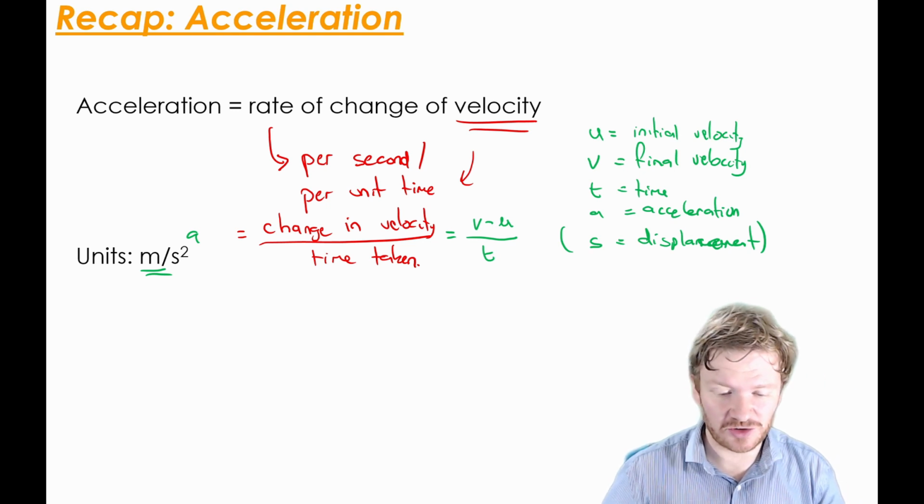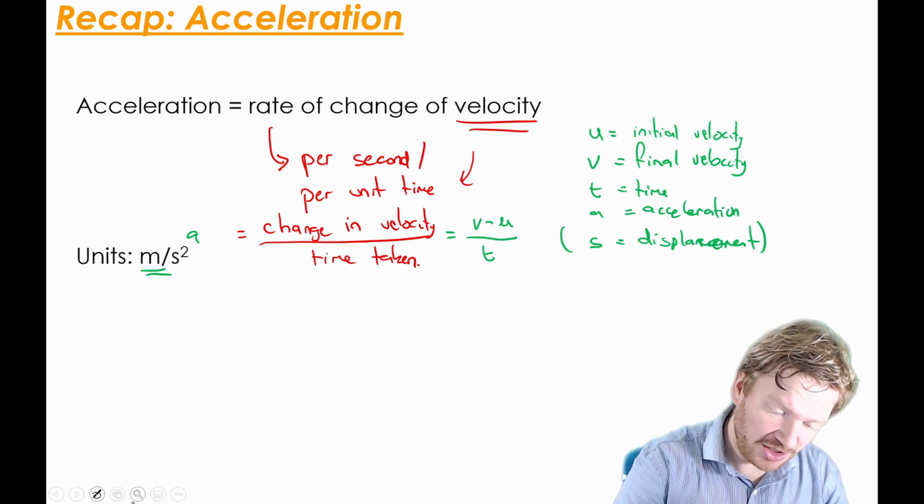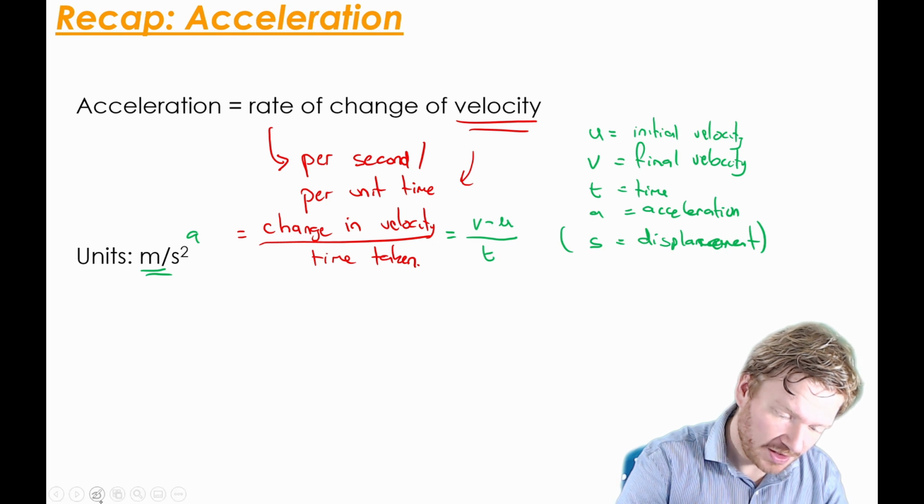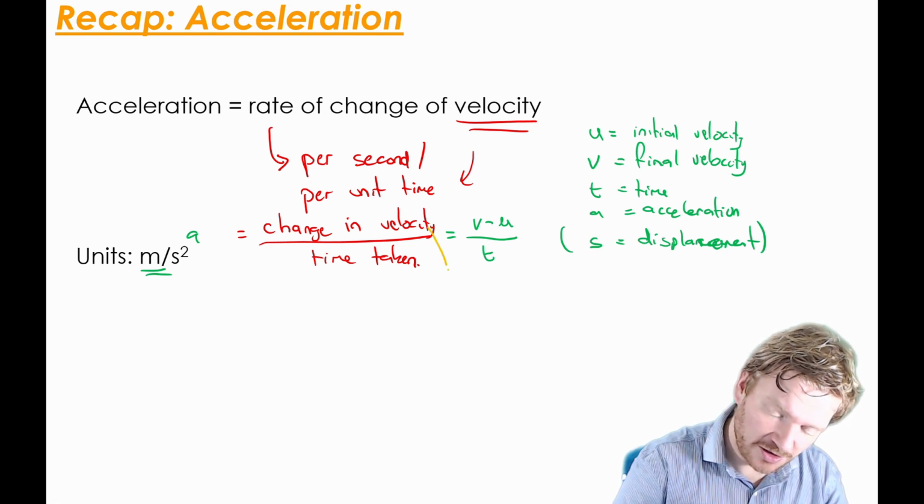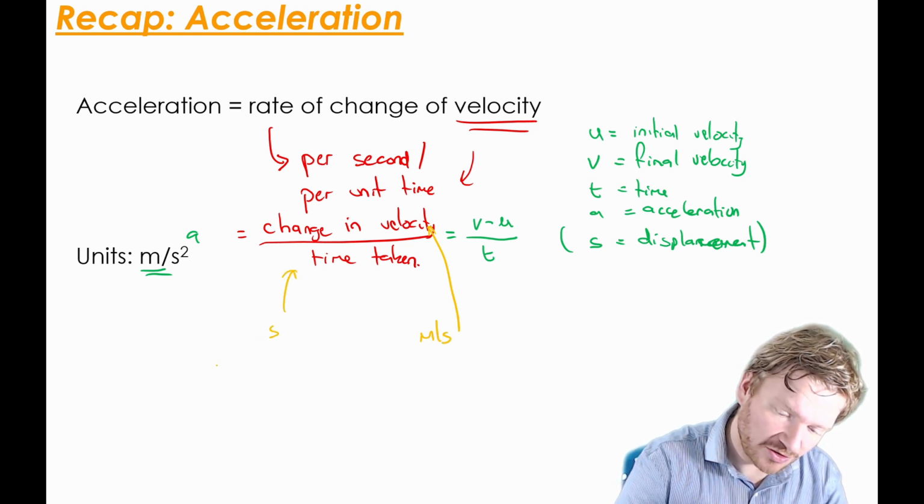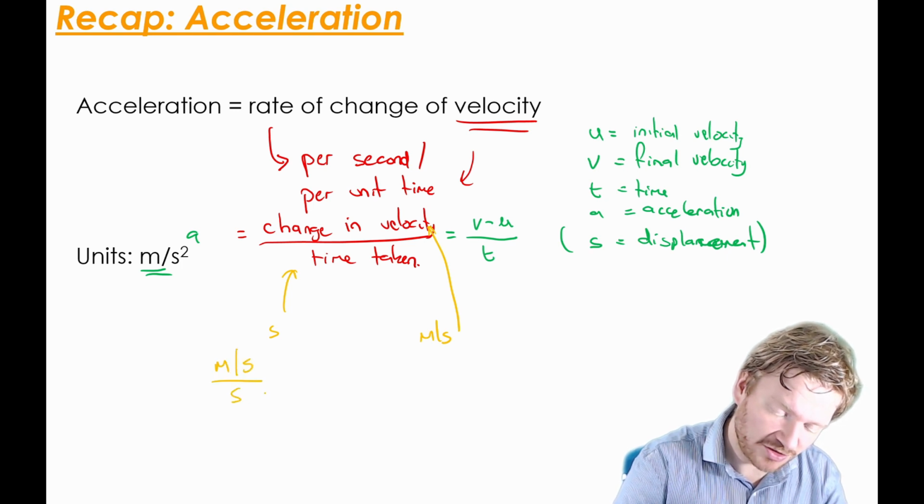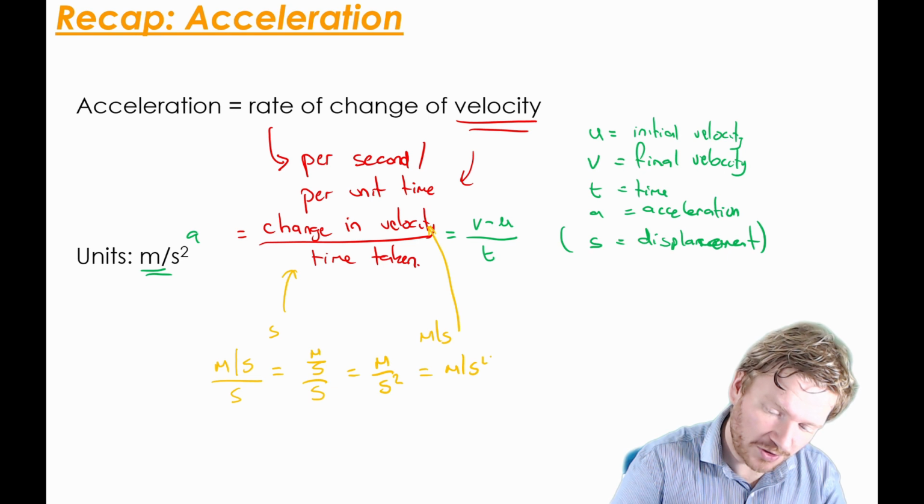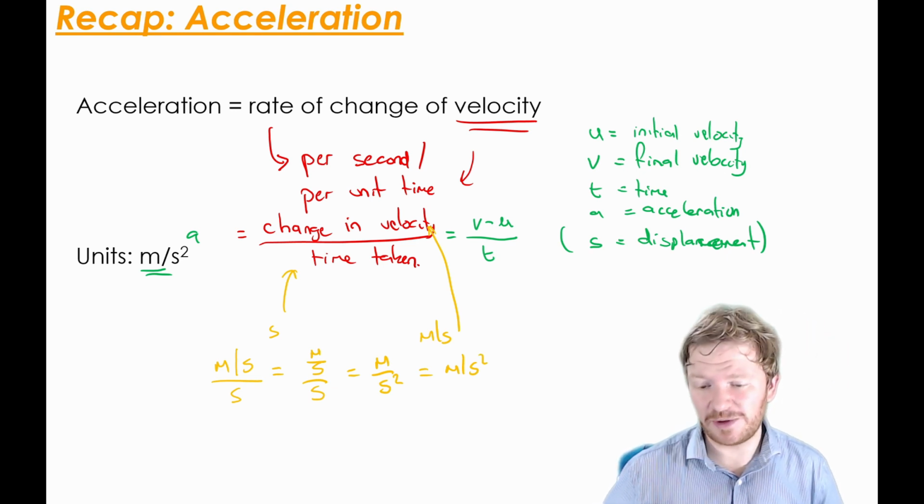So why is it meters per second squared? Well, my change in velocity, that is measured in meters per second, and I'm dividing it by something in seconds. So I get meters per second, and I'm dividing it by seconds. And if you think about what that means, meters divided by seconds divided by seconds. So that's just the same as saying meters divided by seconds squared, or meters per second squared. That's a bit more A-level-y, but it's worth remembering.